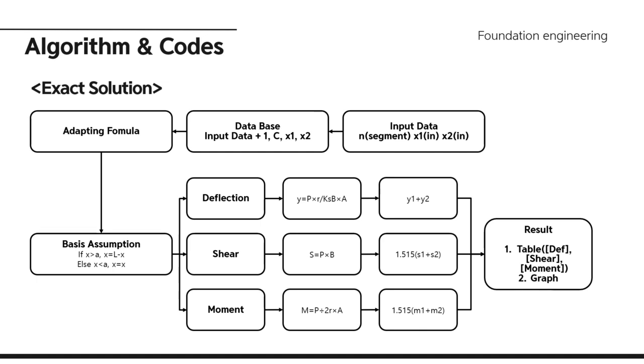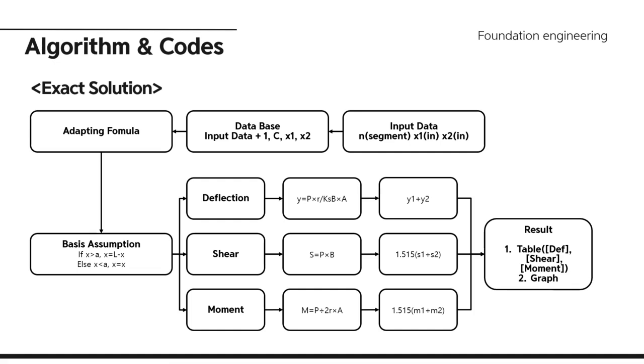This slide shows the algorithm of the exact solution method. Unlike FDM, this method calculates deflection and internal forces by directly plugging input values into predefined formulas. The process starts by setting the input data, including the number of segments, load locations, and spring constants. A database is then built, and the data is applied to the formula. Deflection is calculated, and the result from two sections is summed and multiplied by a factor of 1.515.